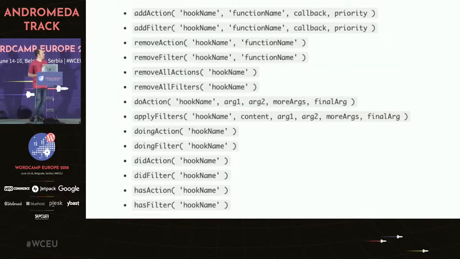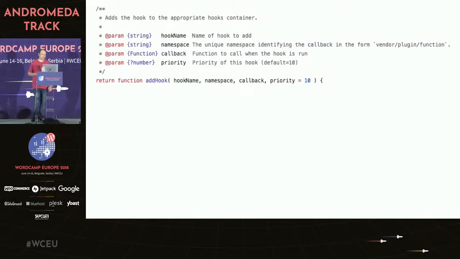It has all the same functions that you're used to using in PHP. You've got do action, add filter, apply filter, helpers like remove action, has action, all the things that we're used to using in PHP. I would say the one main difference is we require a namespace when registering callbacks. The reason for this is we need a handle to be able to later remove hooks. In PHP, since we still support 5.2, we tend not to use anonymous functions. But in JavaScript, anonymous functions are kind of all the rage. And without a namespace, there would be no handle to remove those hooks.